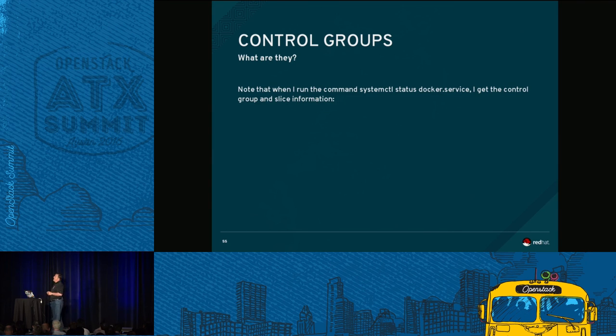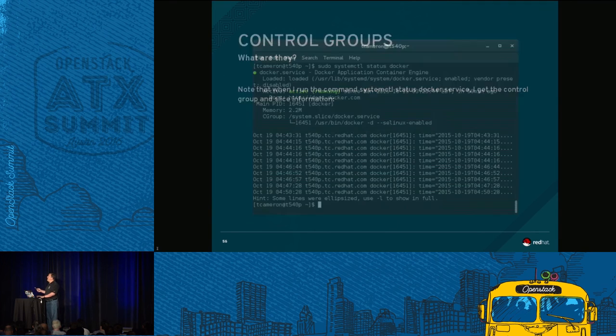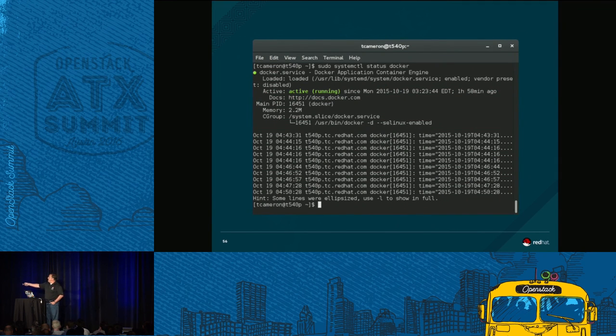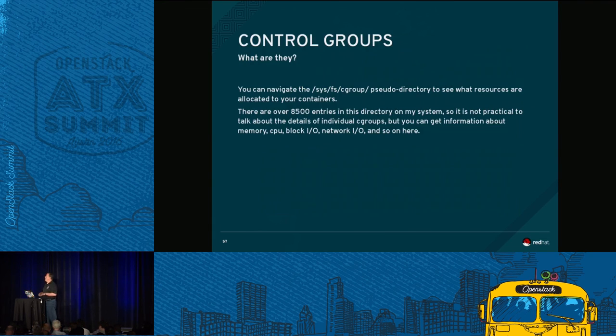So, for instance, when I run the command systemctl status docker.service, I get the control group and slice information. So you can see when I run, again, systemctl status docker, there's my control group, and it is in its own control group, including SELinux, which we'll talk about in a little while. So even if a bad guy does something silly to it, you can apply rules to that control group that say no more than 10% CPU, or no more than 10% network, or 5% network, or whatever. You can look through the sysfs cgroup pseudo directory to see what resources are allocated to your containers.